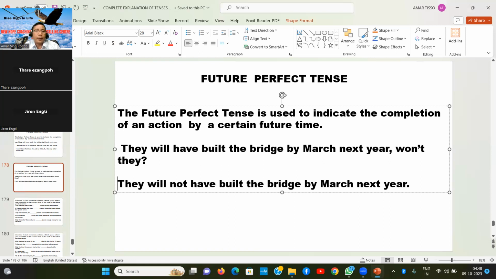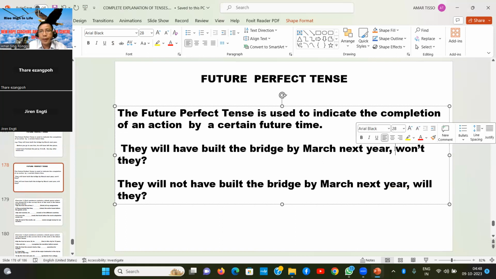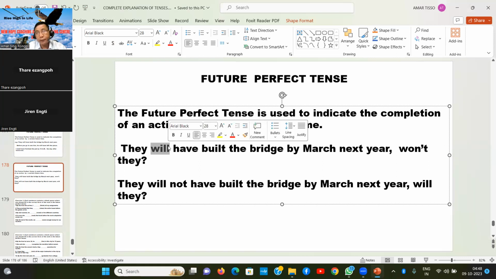Okay. Then let's put the question tag here as well. Will they? This is not a problem. The only thing you have to remember is this one. Won't they? When will is there, remember, the negative will be won't. Short form will be won't. When you write, it will be will not.